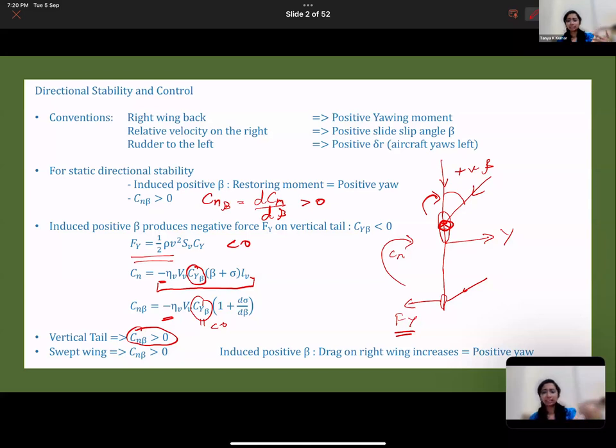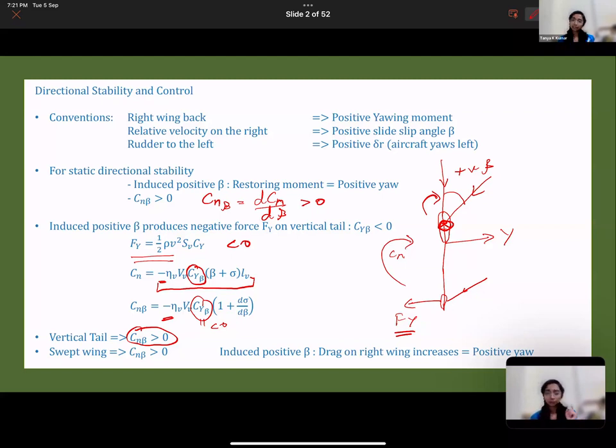Longitudinal static stability, what we discussed in the first 4 weeks. The pitching moment, angle of attack, elevator angle, so that one. What was the only condition for static stability in the longitudinal case? dCm by d alpha should be less than 0. Perfect. Okay. In our directional stability case, the only condition is that Cn beta should be positive.